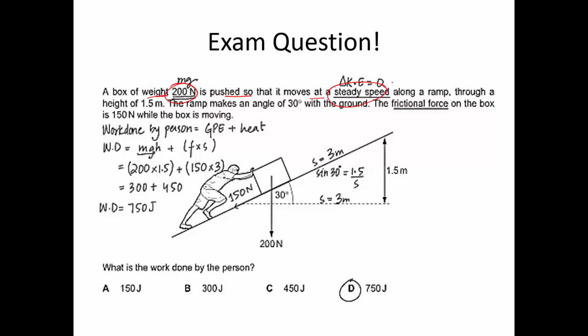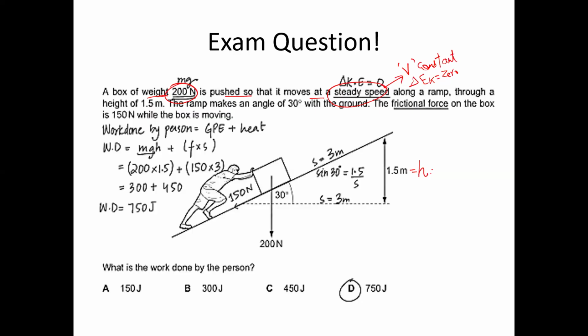It is being pushed so that it moves at a steady speed. This is very important. Steady speed means V is constant, and when speed is constant, we infer that the change in kinetic energy will be equal to zero. Change in kinetic energy along the ramp will be zero through a height of how much? There is a vertical height, and this vertical height is 1.5 meters.